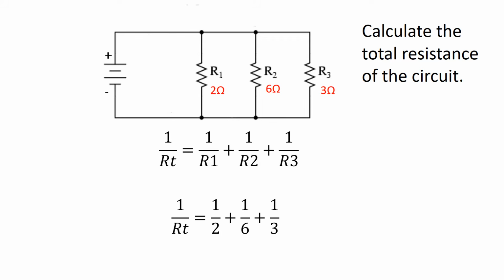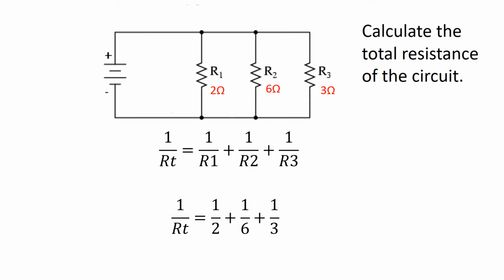Now, first of all, we just plug the numbers in. Well, resistor 1 is 2, resistor 2 is 6, and resistor 3 is 3. So, 1/RT is 1/2 + 1/6 + 1/3. Now, you cannot add these fractions up until the denominators are the same. So, what do we have to do?